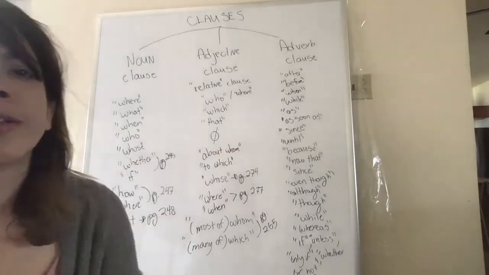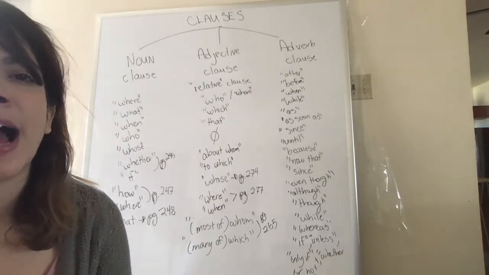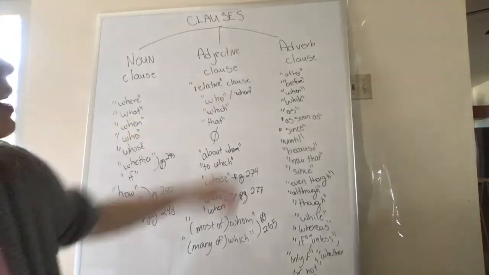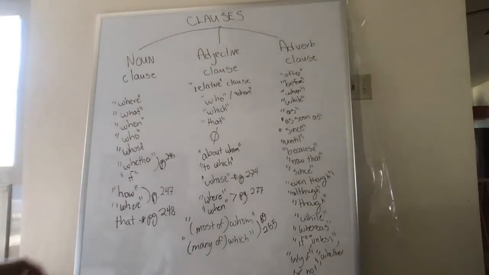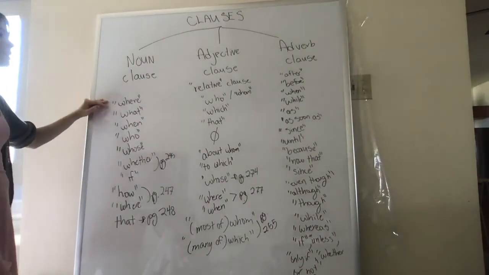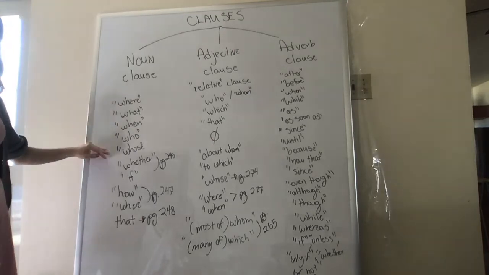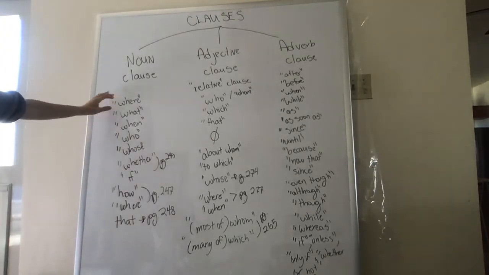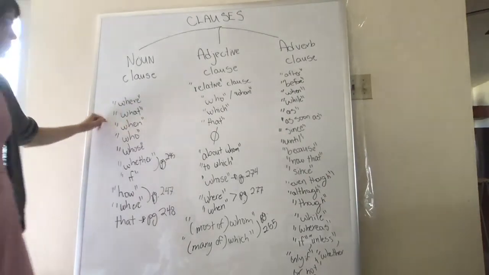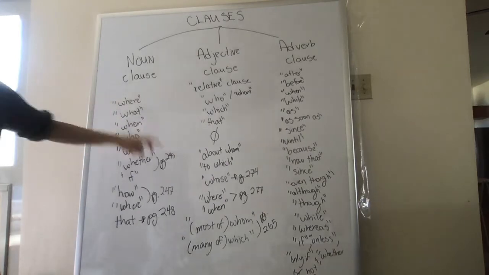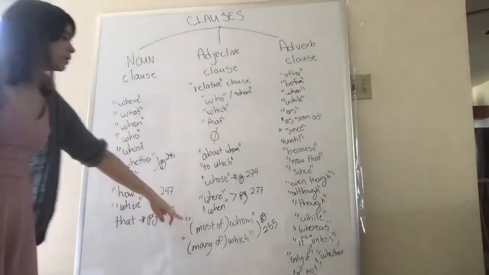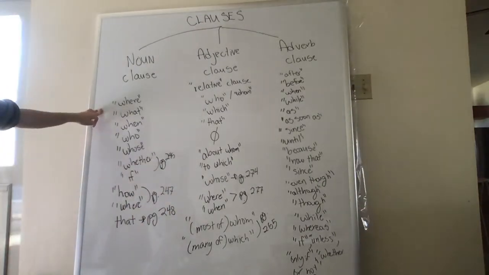Okay, and you may have noticed just by looking at how I made an umbrella of all of the different words that we can get in these clauses, that there's some similarities between the words that you can find in a noun clause, like where, what, when, who, whose, right? But you can also get some of these words in adjective clauses. So we have who, we have where, we have when, we have whom, and there are a lot of overlaps.